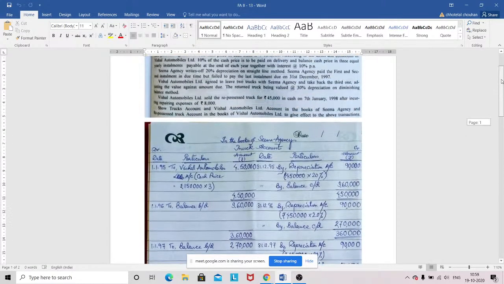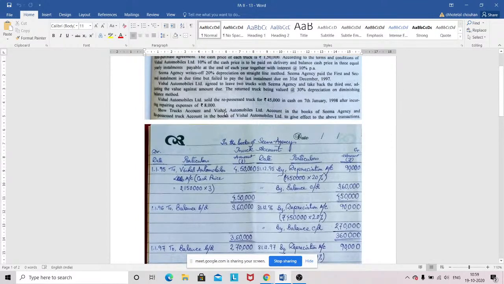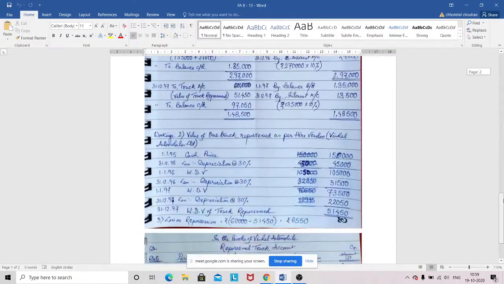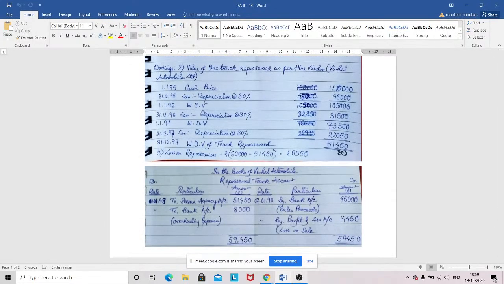So I have completed the first part, that is the truck account and the Vishal Automobile Limited account in the books of the SIMA agency. Now what about the repossessed truck account in the books of the Vishal Automobile? So we need to prepare it. Just look at that. In the books of the Vishal Automobile, repossessed truck account.